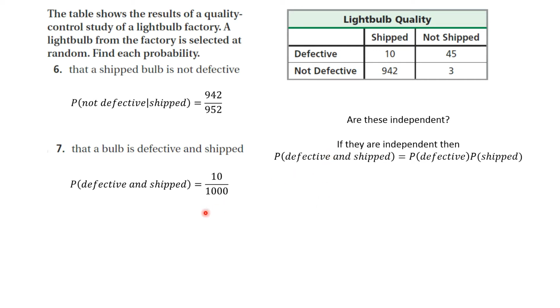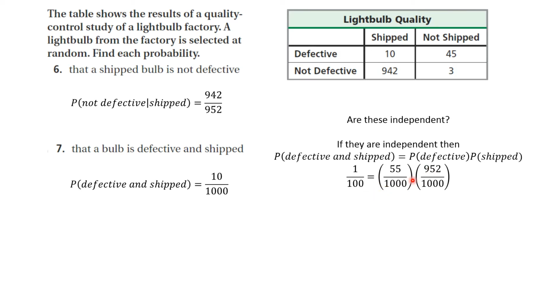And so defective and shipped, that's this number, the 10 over 1,000, 1 over 100. What's the probability that they're defective? Well, how many defective bulbs did we have? 10 and 45, that's 55 defective bulbs. So we have 55 over 1,000. How many shipped bulbs did we have? 952 over 1,000. And so we're just checking to see, are these two things equal or not?